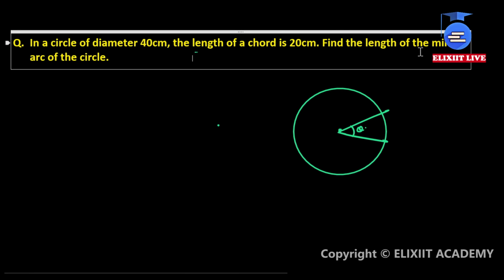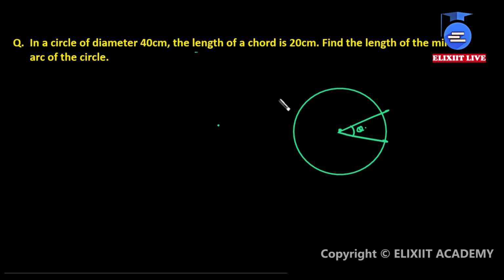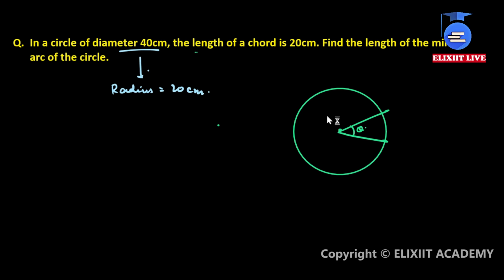What is the meaning of the length of the chord? First of all, we can find the radius from here. What is the radius? Diameter is 40 centimeter, so the radius will be 20 centimeter. Diameter 40, radius will be 20. Total diameter is 40, this radius is 20 centimeter.